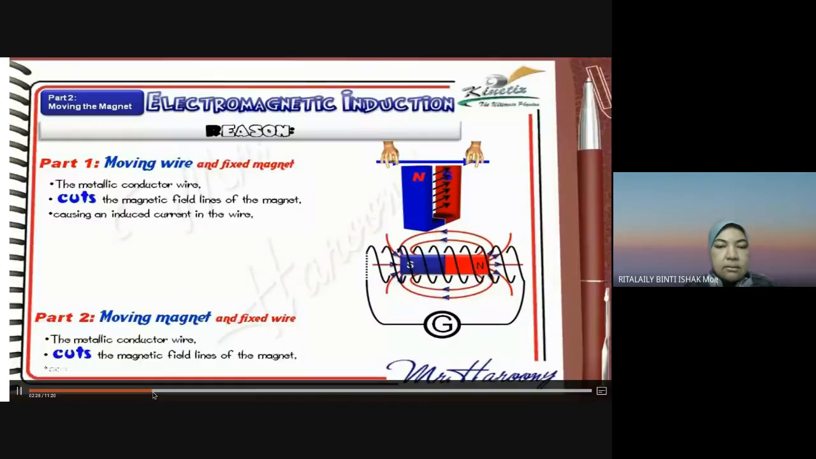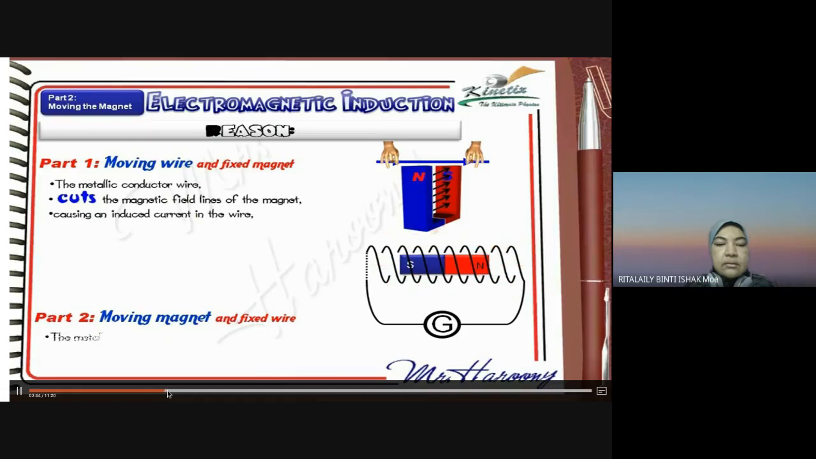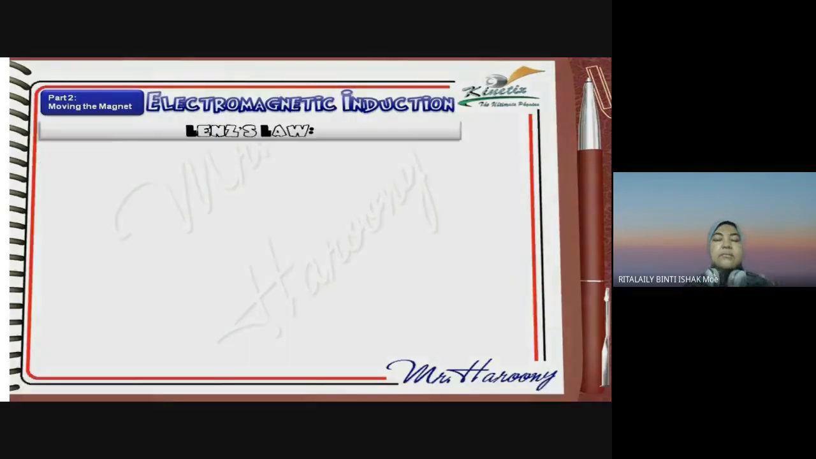Magnetic field lines of the magnet cause an induced current in the wire, the metallic conductor. In this part, we will study Lenz's law.